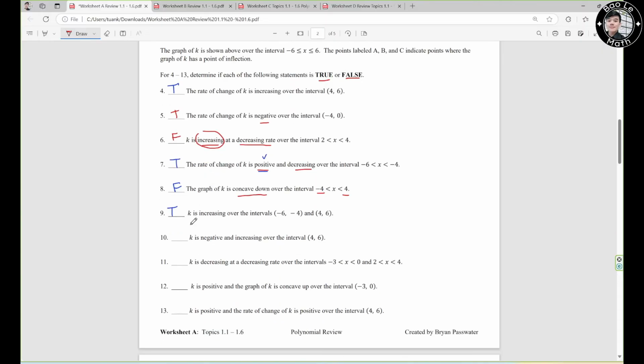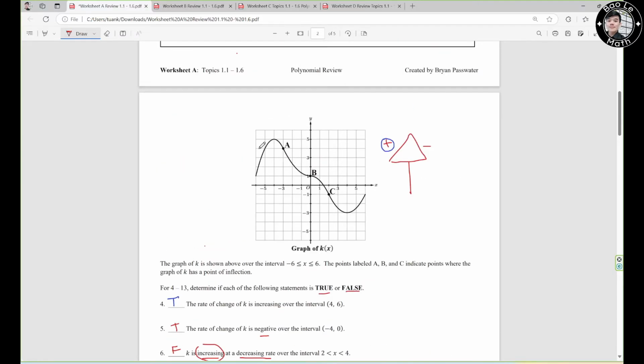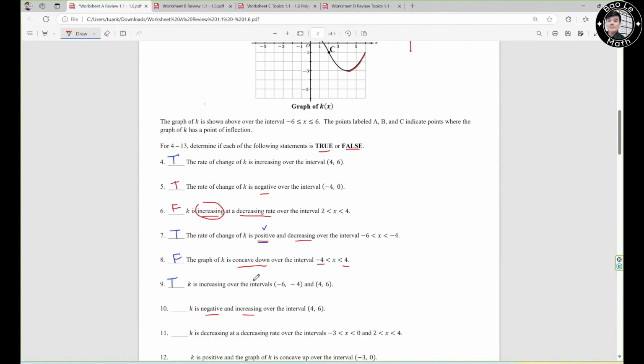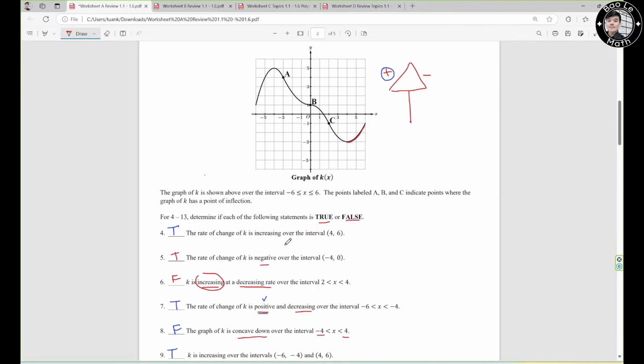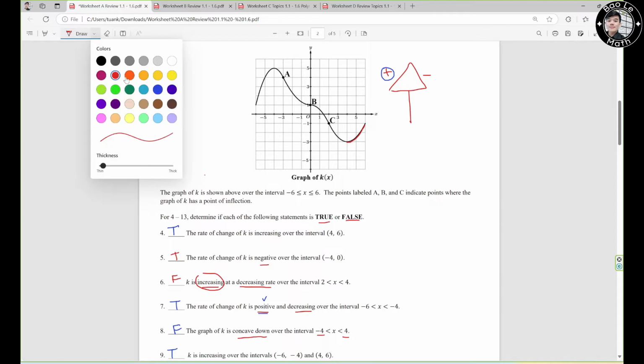Now question 10. The function k is negative and increasing over 4 to 6. Negative and increasing over 4 to 6, so 4 to 6 right here. Is the function k negative? We check this one, and we see that the function is below the x-axis. So this is negative. So this is true.